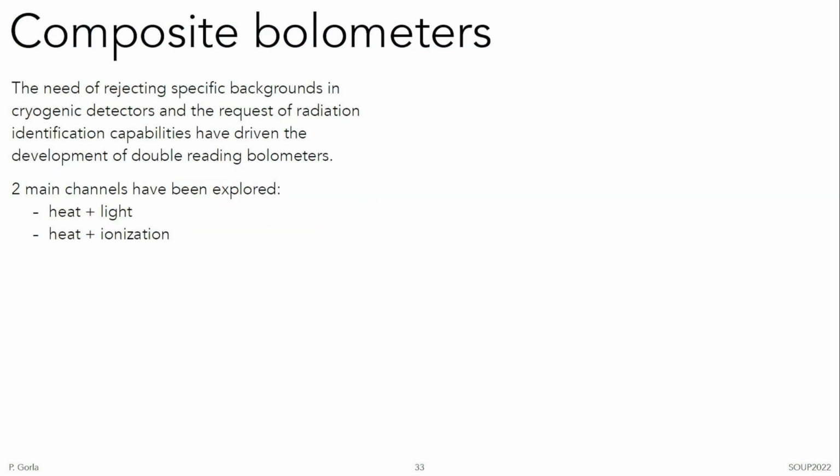So this is basically why people over time also developed what are sometimes called composite bolometers or double readout bolometers, bolometers in which one tries to boost the background discrimination or the particle identification capability by adding a new readout channel. There are two main channels that have been explored so far: heat plus light and heat plus ionization.